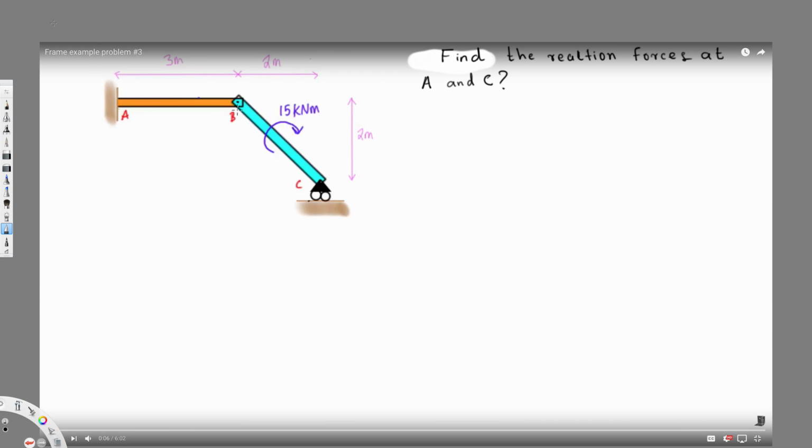Hey guys, we have this problem right here. It's asking to find the reaction forces at A and C. So first of all, we have to know in which direction the forces are acting.